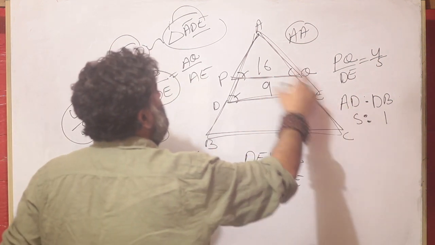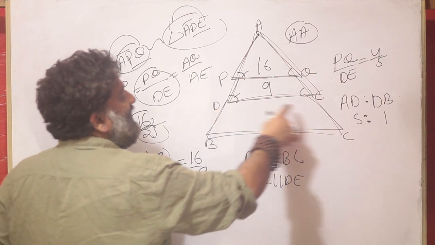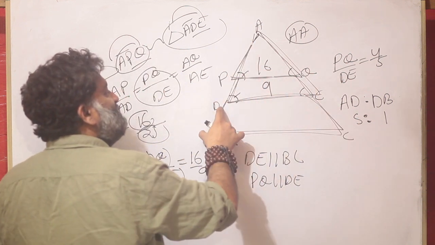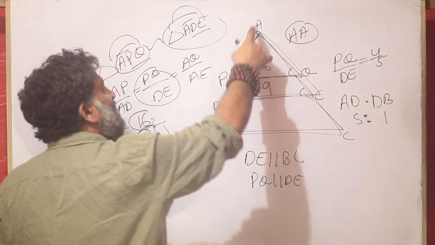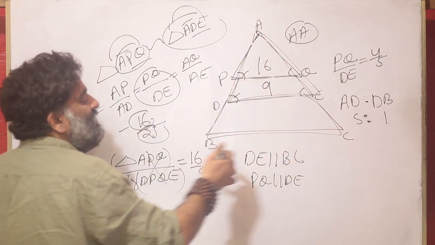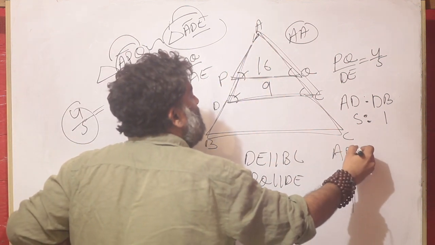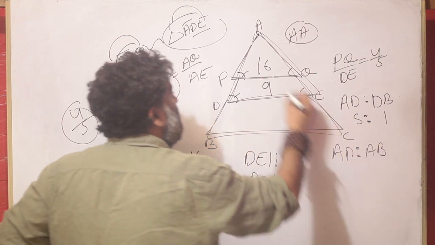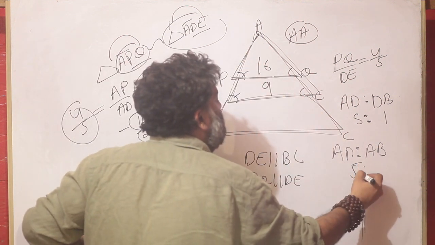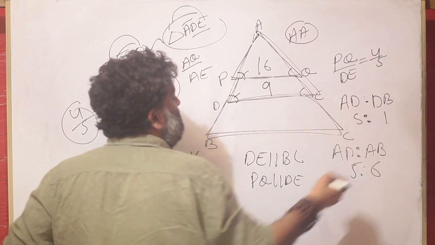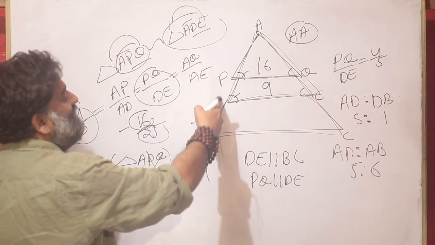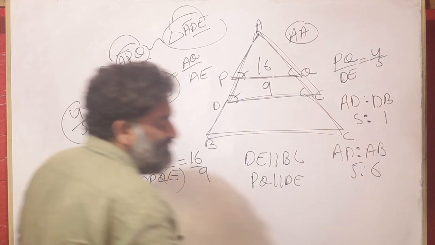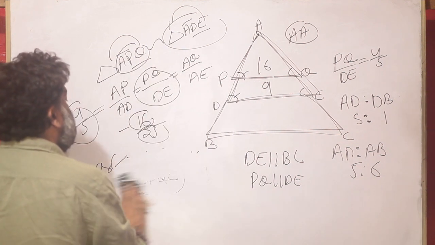Yes, I have AD is to DB. That means if this is 5x, this is 1x. That means if this is 5x, all of it is 6x. That means if I want AD is to AB, I will say the ratio is going to be 5:6. Add them up. So I have the ratio of AD is to AB. Why is that needed? Because once again I am thinking of similarities.